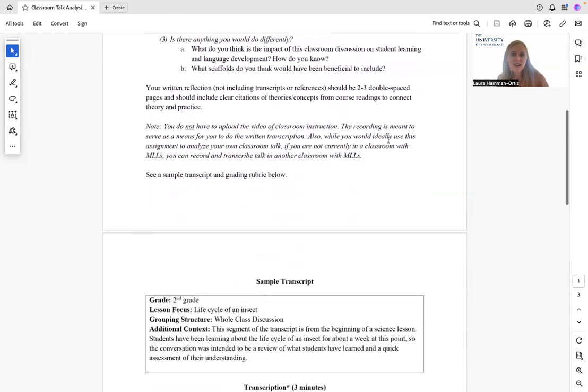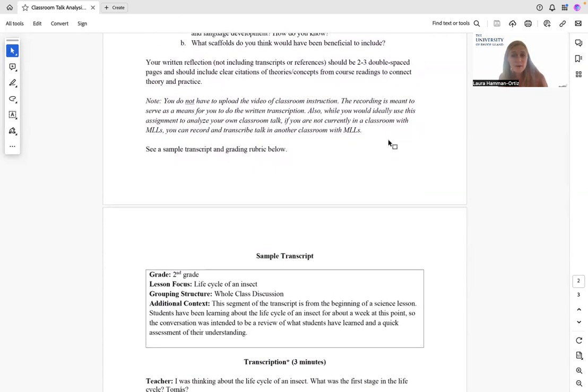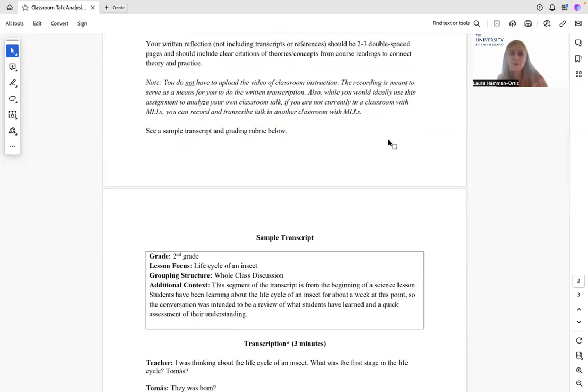So that kind of gives you a little bit more detail about what I'm looking for in your analysis. The written reflection should only be about 2 to 3 pages, double spaced. So you're kind of engaging in all of that analysis in a shorter reflection, although if you need an extra page, that's totally fine. And again, remember that you should be citing theories and concepts from readings, explaining what they are, and then explaining how they apply in the specific context with the evidence that you're finding in this transcript.